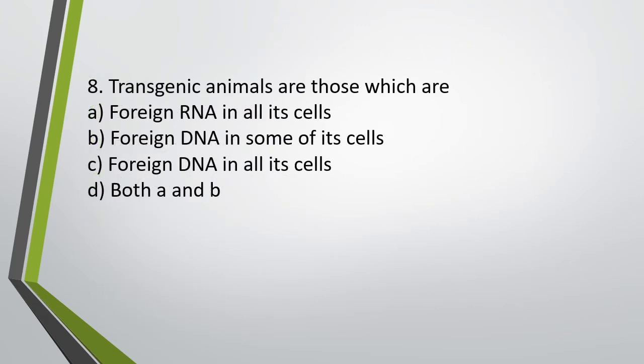Question 8. Transgenic animals are those which have foreign RNA in all its cells, foreign DNA in some of its cells, foreign DNA in all its cells, or both A and B. Transgenic animals are those which have. Correct answer is option C, which have foreign DNA in all its cells.